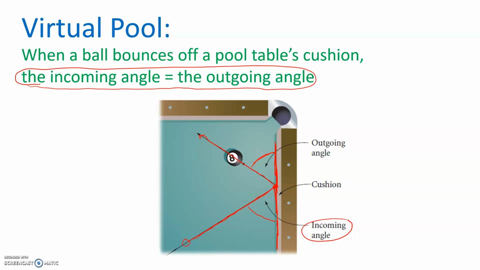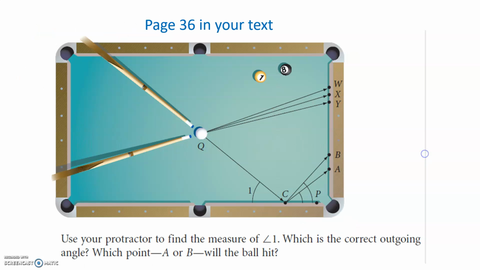So this does not only work in pool, but it works in like sound waves and other things in your life. So a sound wave will bounce off an object in a way so that the incoming angle is also equal to the outgoing angle. So there are zillions of applications of this principle, and we'll be using this a lot in geometry class.